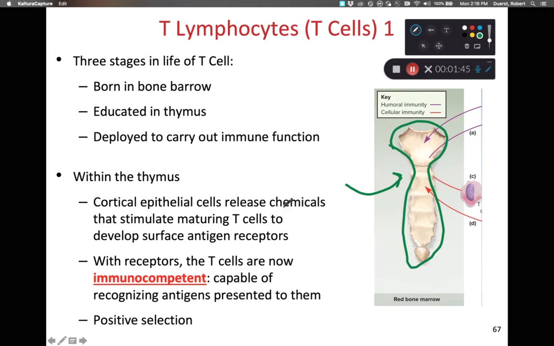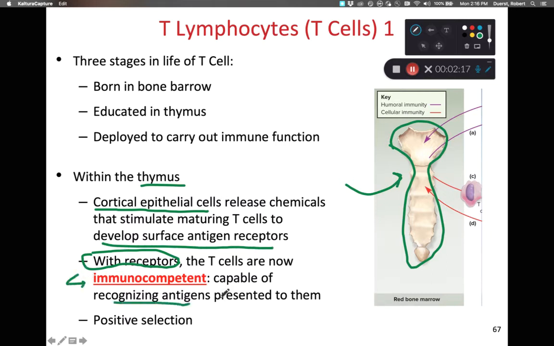Now, when those T lymphocytes are in the thymus, they are going to be exposed to chemicals that promote the maturation process. Those chemicals are released by cortical epithelial cells within the cortex of the thymus. Then the T lymphocytes are going to have receptors added. They develop the surface antigen receptors, and now that they have surface antigen receptors, they are immunocompetent.